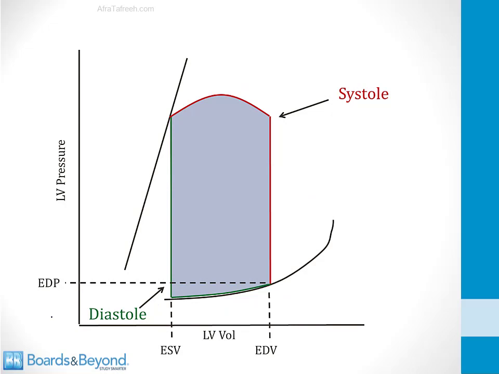And if you appreciate that, it's easy to identify some of the important volumes and pressures inside the left ventricle. This point here is the end of diastole, therefore the corresponding point on the x-axis is the end diastolic volume. The corresponding point on the y-axis is the end diastolic pressure. This point here that I'm circling with my pen is the end of systole, so therefore the corresponding volume at the end of systole is obviously the end systolic volume.